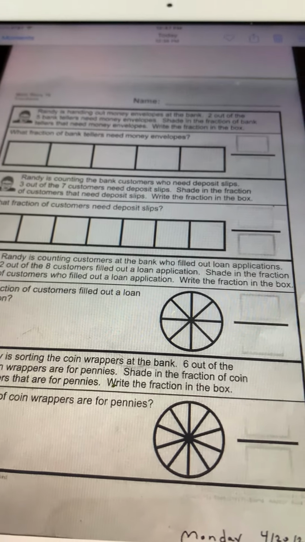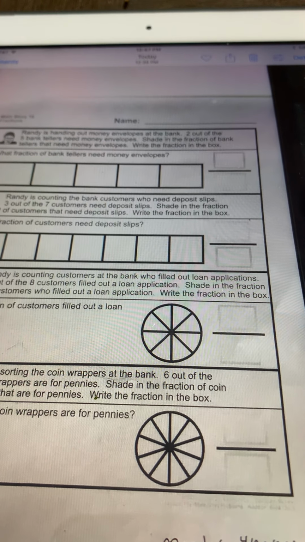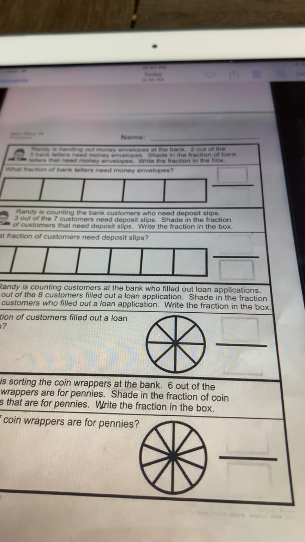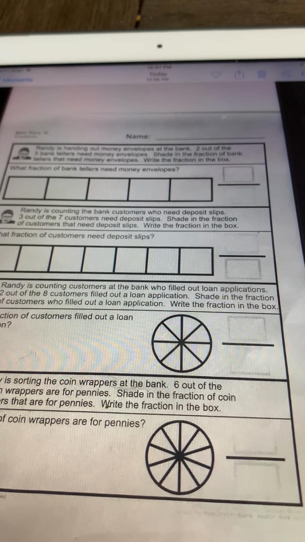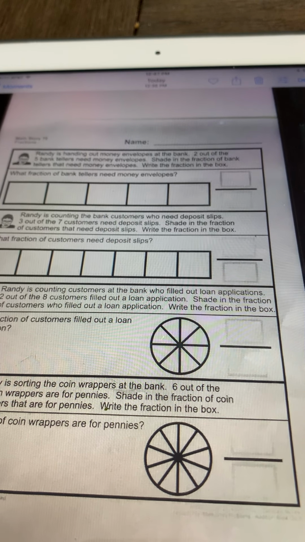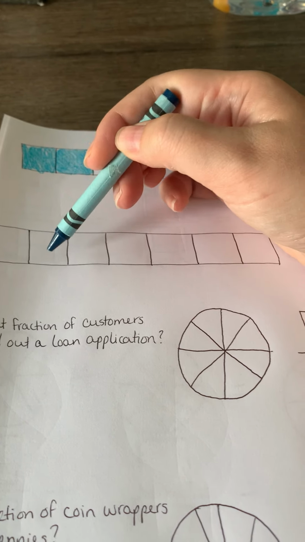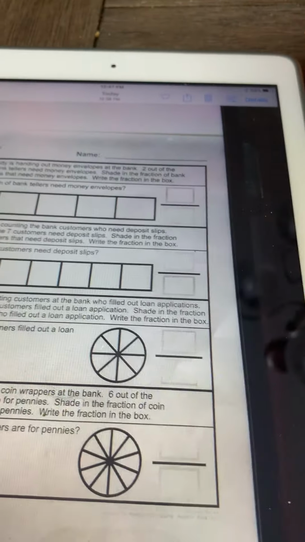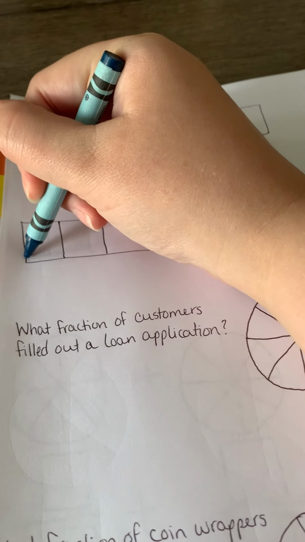Okay. And our next problem says, Randy is counting the bank customers who need deposit slips. 3 out of 7 customers need deposit slips. Shade in the fraction of customers that need deposit slips and write the fraction in the box. So we have 7 customers. Let's make sure we have 7 boxes. 1, 2, 3, 4, 5, 6, 7. And how many of those customers needed deposit slips? 3. So we are going to shade in 3 boxes.